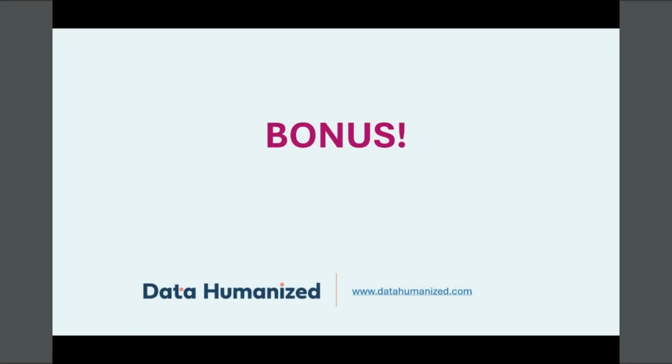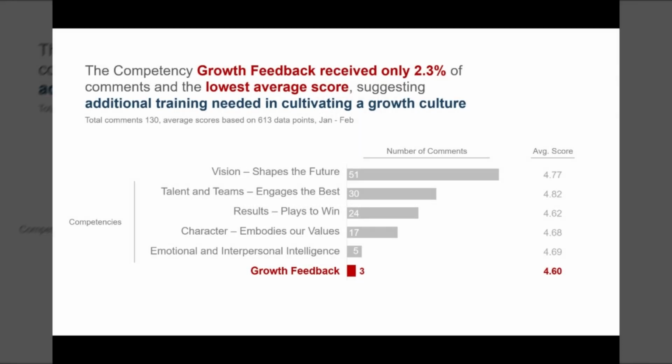Okay, for this bonus course, we are going to be talking about the three components to effectively drive behavior. Now, this is some made up data here on different competencies that you can see listed there on the left. And you could see how these competencies got comments and there was some scoring of them. Imagine this is for a company on a 5-point scale, and people were rating different competencies. And you could see there the title at the top, the competency growth feedback received only 2.3%, right? So on and so forth.